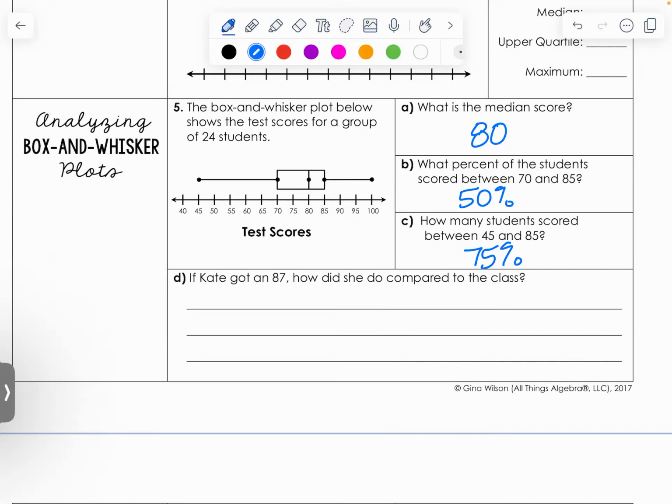Kate got an 87. Oh, back the train up. Letter C, did I ask the percent? Ooh, I didn't. I asked how many students. So how do I figure that out? Okay, we have 24 students. So we are gonna have to take 24 times 0.75, because that's 75%. And we have 18 students who scored between a 45 and an 85.